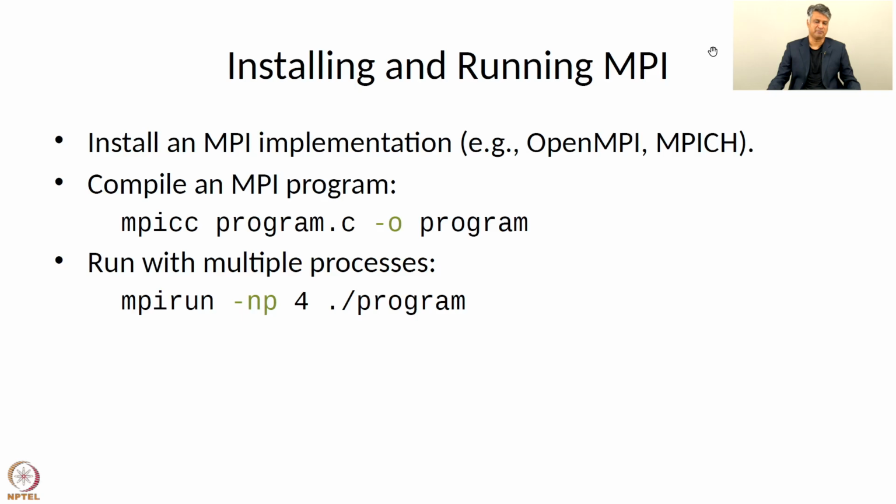And when we want to run the MPI program with multiple processes, we have to use the mpirun or the mpiexec command, and we need to specify the number of processes that we want to initialize and then give it the program. Then the MPI function calls will be recognized in that environment and appropriately executed.